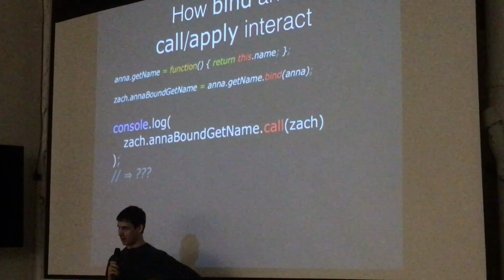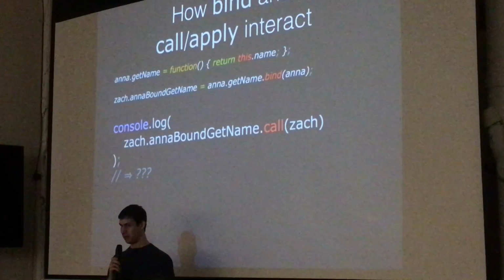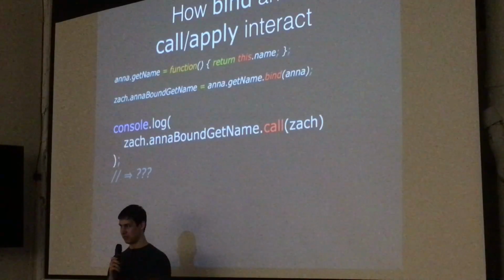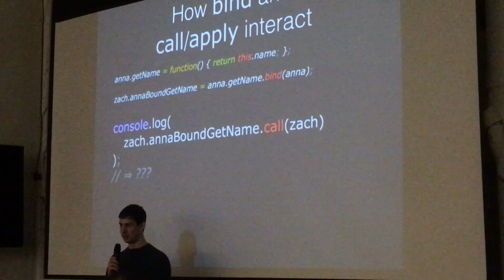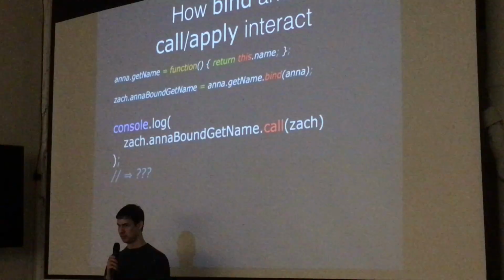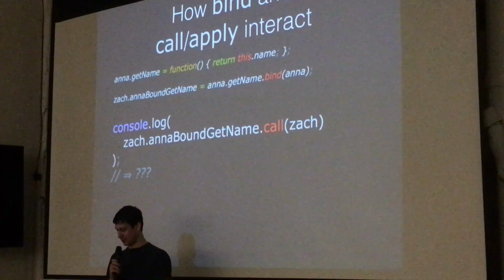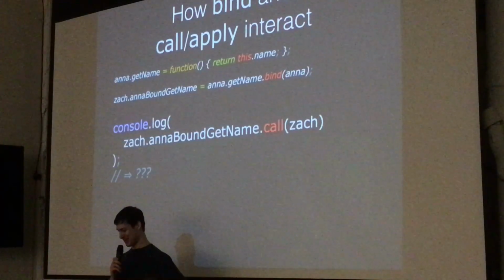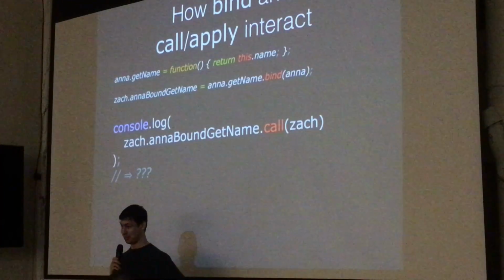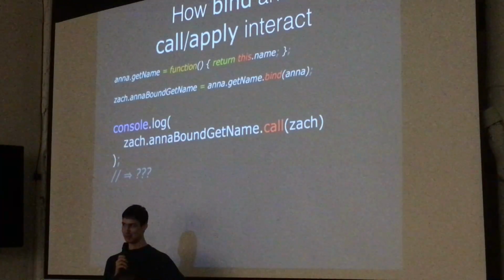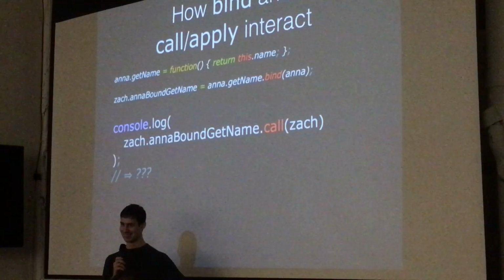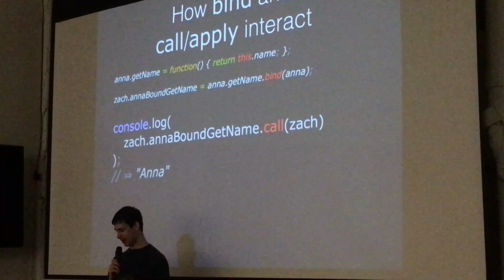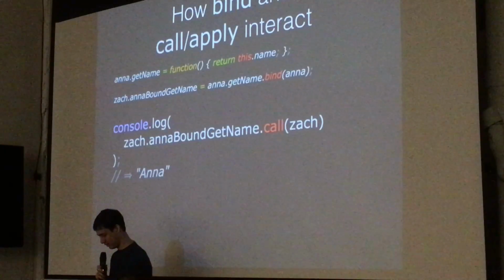And so finally, this talk was inspired just because I knew of the existence of apply and of bind, but then I thought, wait, they kind of conflict. They both change the value of this. What happens when you put them together? So what does happen when we put them together? We have Anna's bound getName, which is bound to Anna, but then we call it with Zach. So which will it use? Anna. It was bound to Anna, so binding takes priority.